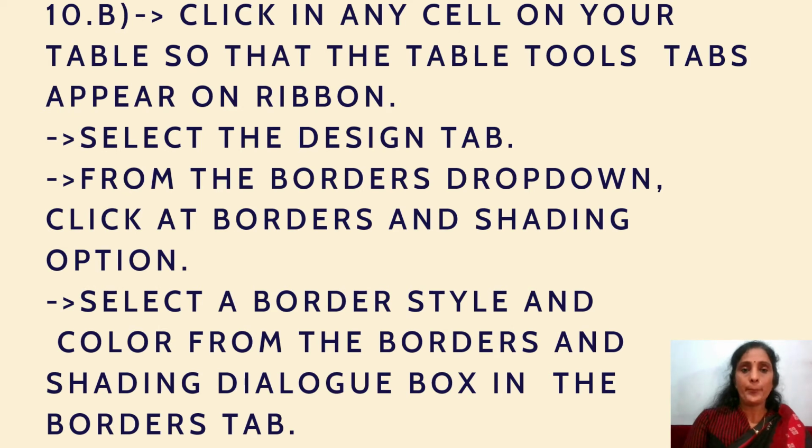Question number 10b. Question is write the steps to apply border in table. For that, click any cell on the table. Then only we will get that design and layout tab. Table tools will appear on the ribbon. So click any cell on your table so that the table tools tabs appear on ribbon. Second step, select the design tab. From the borders drop down menu, click at borders and shading option. Select a border style and color from the Borders and Shading dialog box in the Borders tab.